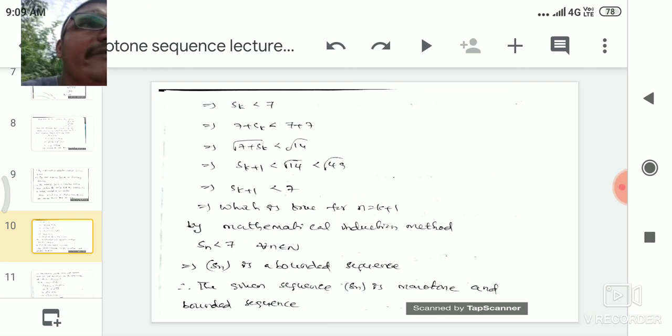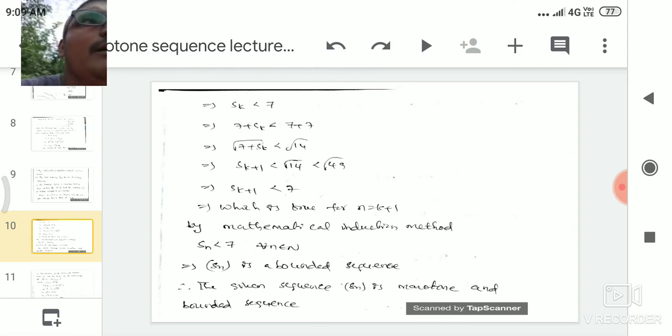So already root 7 is a lower bound. Why? Because the given sequence Sn is an increasing sequence. Every increasing sequence has a lower bound, that is S1, the first term of the sequence. And here the upper bound is 7. Root 7 is 2.7 and the upper bound is 7. So that means the terms of the sequence are in between root 7 and 7 only.